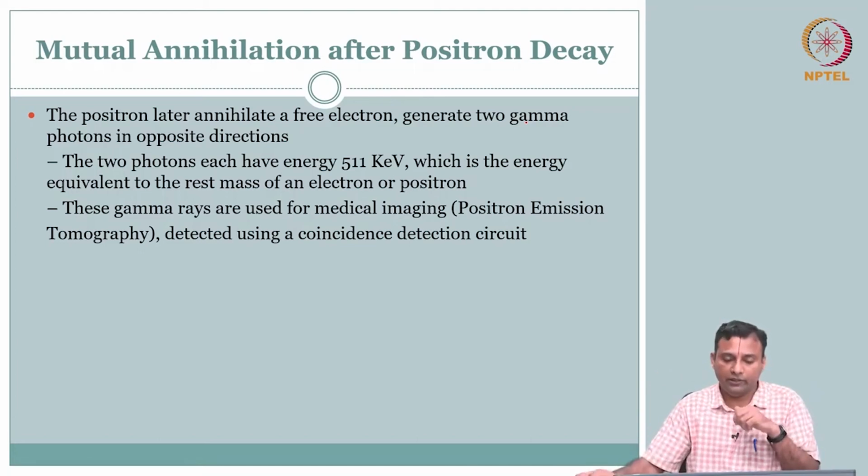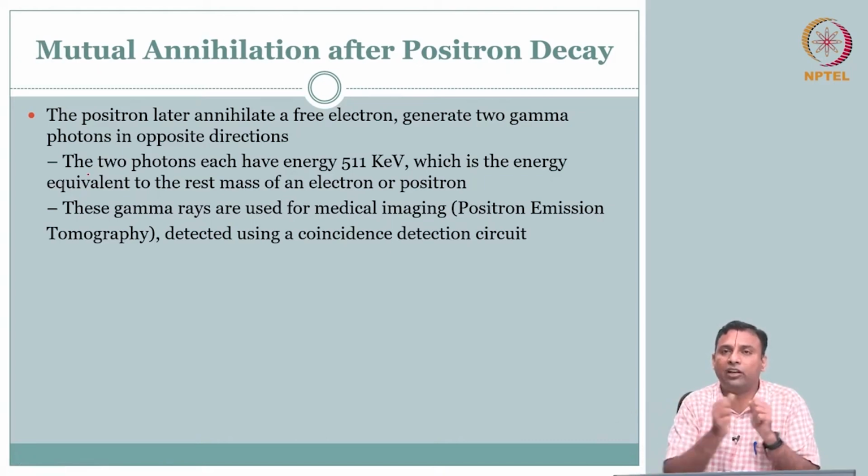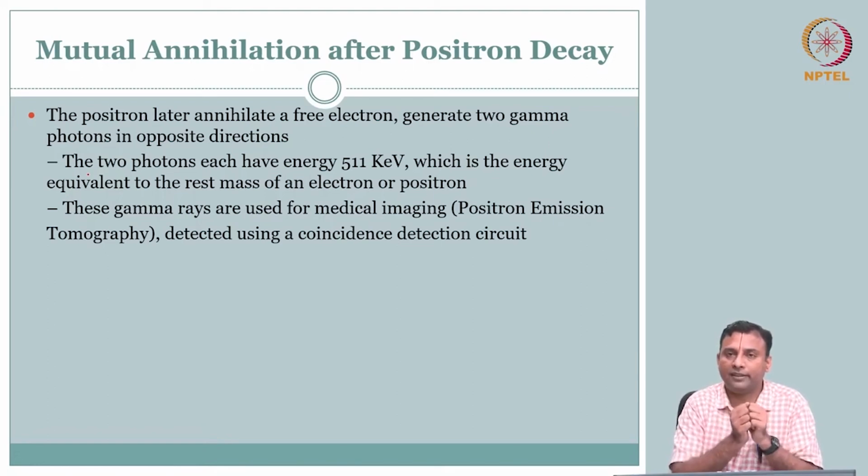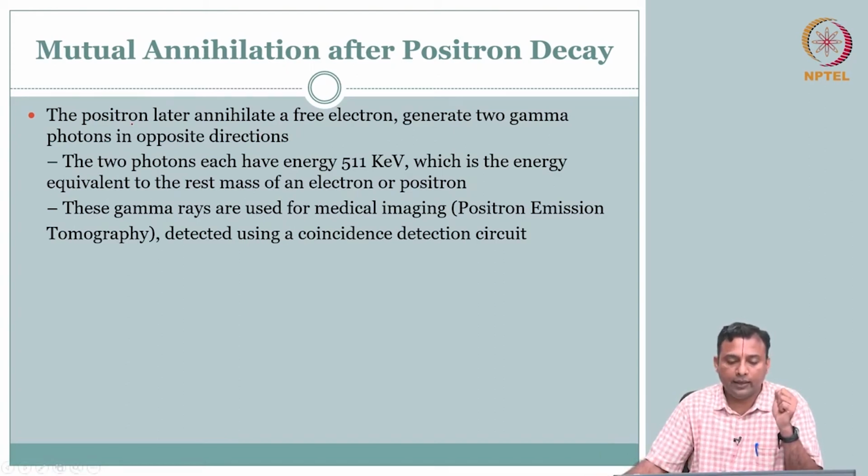What is the energy of these two photons? You are talking about electrons, either the positively charged one or the electron, and the mass is the same, the electron mass. So what is the relationship between mass and energy? mc squared. So when this annihilation takes place, each photon that comes out has an energy of 511 kilo electron volts, which is the energy equivalent of the rest mass of an electron or positron, because the positron mass is the same as the electron.